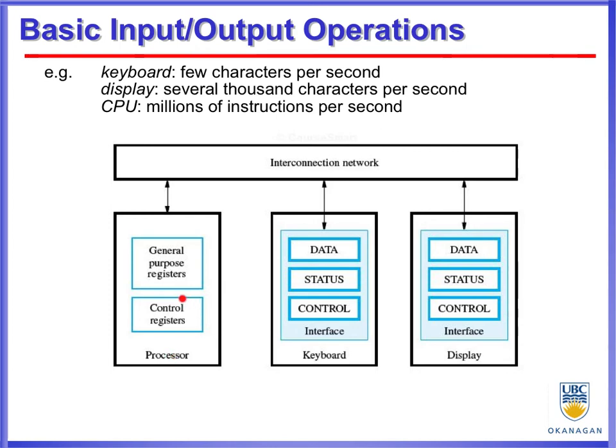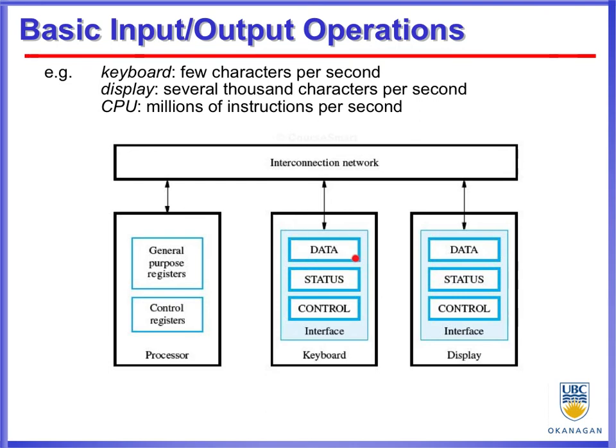Our processor, of course, consists of our general purpose registers, our CPU, the control registers, all the stuff that we've been talking about and will continue to talk about through the course. But the important thing here is in the interface circuitry, in the keyboard itself, we have some actual registers. There's a small amount of memory in that keyboard, and we have registers, and the two we're going to talk about right now are the data and status registers.